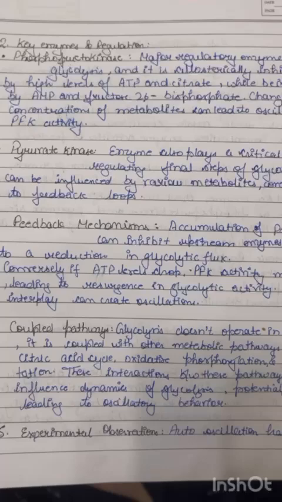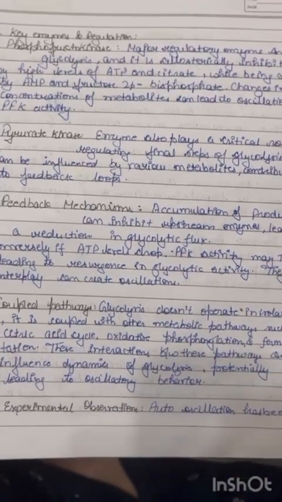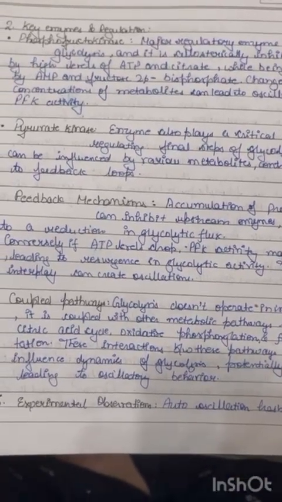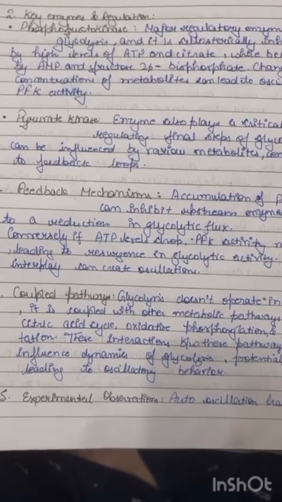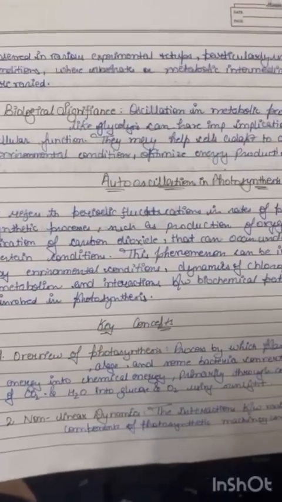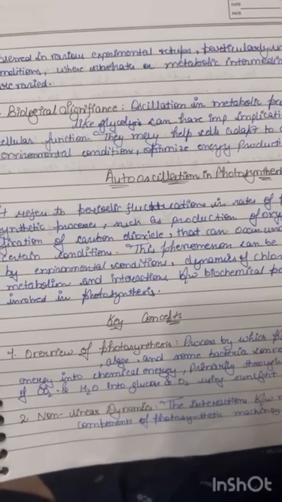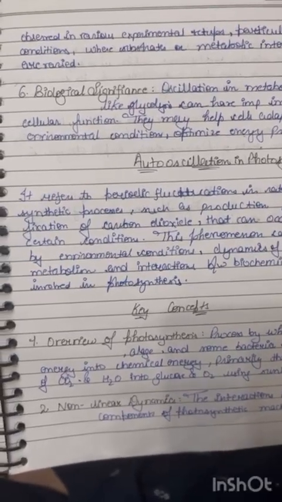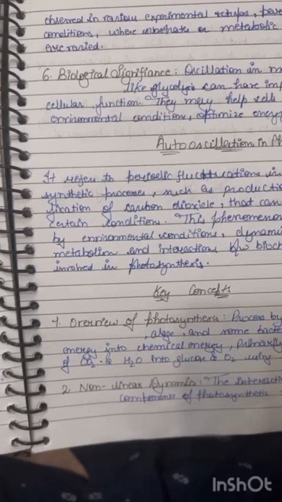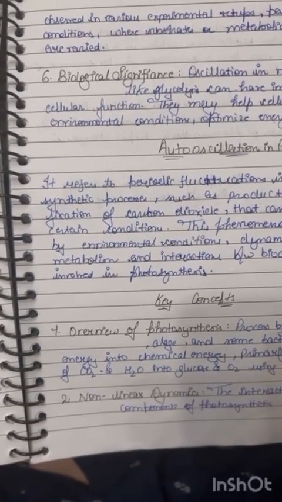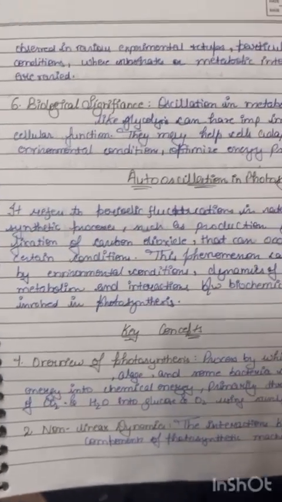Experimental observations. Auto-oscillation has been observed in various experimental setups, particularly under conditions where substrates or metabolic intermediates are varied. Biological significance. Oscillation in metabolic pathways like glycolysis can have important implications for cellular function. They may help cells adapt to changing environmental conditions and optimize energy production.